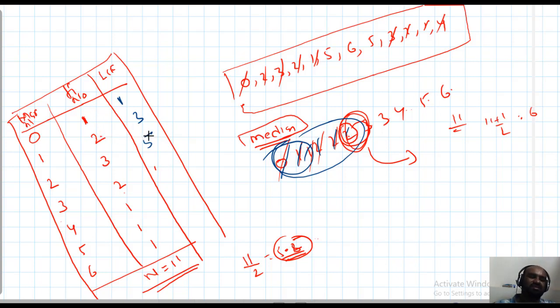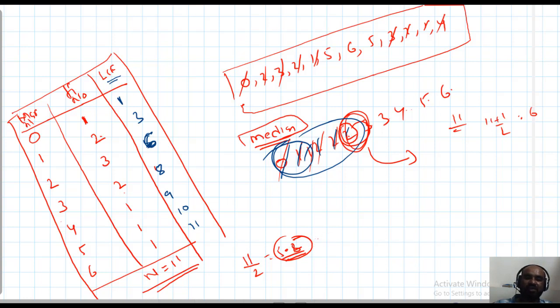Here, sorry, 6. Okay, the number of students whose mark is less than 3 is 8. The number of students whose mark is less than 4 is 9. The number of students whose mark is less than 5 is 10. The number of students whose mark is less than 6 is 11. Okay, what is the meaning of this? Logically, I counted, no? That is called LCF.